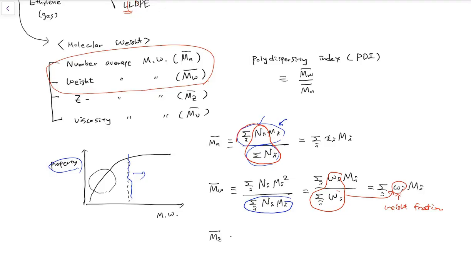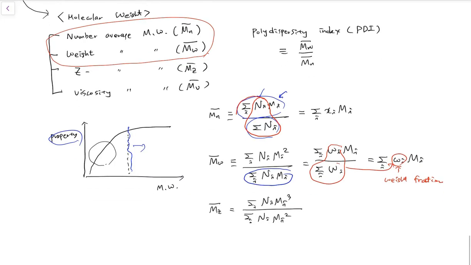Similarly, Z average molecular weight is defined as the sum of Ni Mi squared over the sum of Ni Mi to the third. And viscosity average molecular weight is defined in a slightly different way: the sum of Ni Mi to the power of 1 plus a, over the sum of Ni Mi, all to the power of 1 over a. Here a is some number between 0.5 and 0.8.